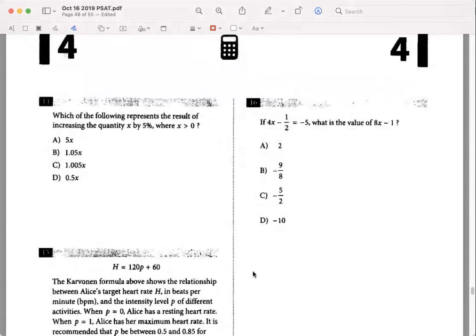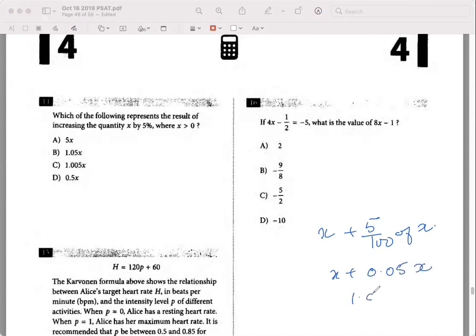Which of the following represents the result of increasing the quantity x by 5%? So x plus 5% of x, right? Which is x plus 0.05x, which is 1.05x. So increasing x by 5% yields 1.05x, option B.